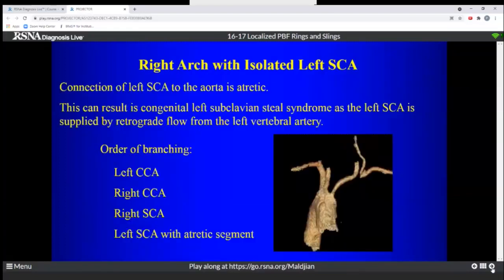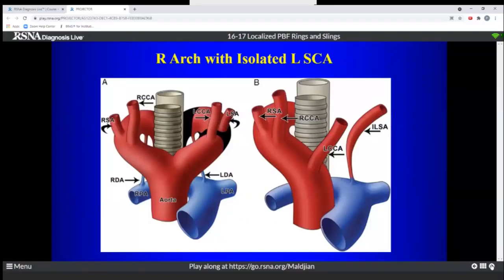The right arch with the isolated left subclavian is probably the most interesting here, and this results in the subclavian artery losing its connection with the aortic arch, hence the left subclavian winds up filling retrograde from the vertebral artery, so this is a form of congenital subclavian steal.